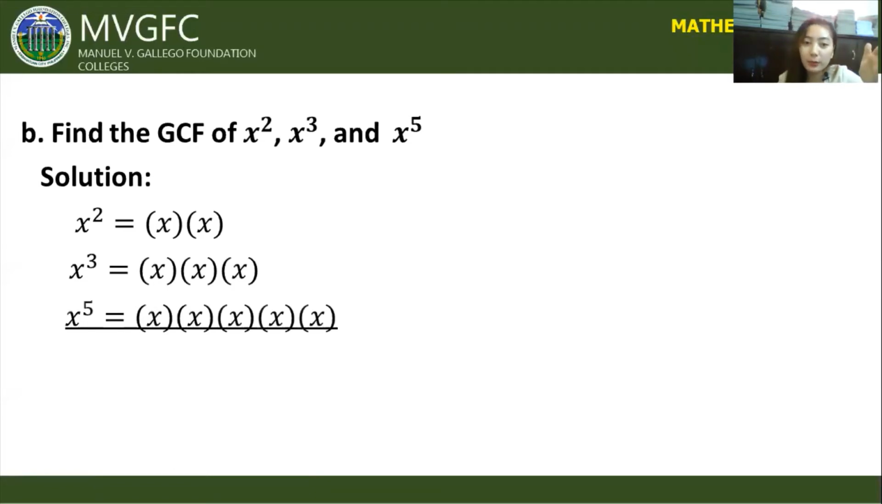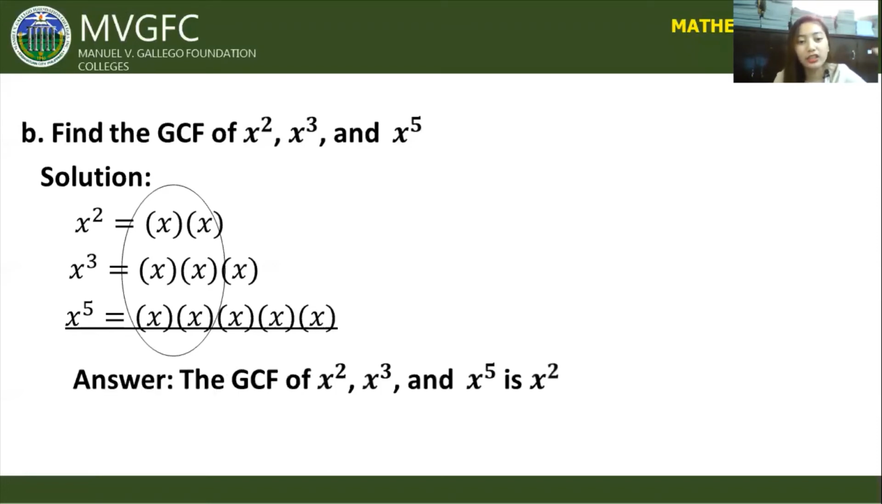And for the last part, we have x raised to 5. Okay, so we have x times x times x times x times x. So now simply encircle or look at the part in which lahat sila ay meron. Okay? Kaya natin siya pinagpapantay-pantay. So, all of them have 2 x's in common. So, that's why the GCF of x squared, x cubed, and x raised to 5 is x squared.